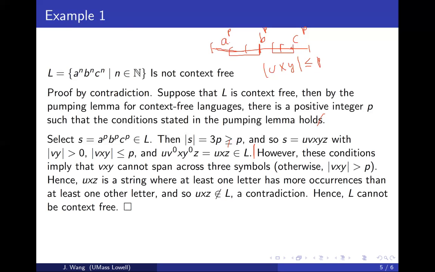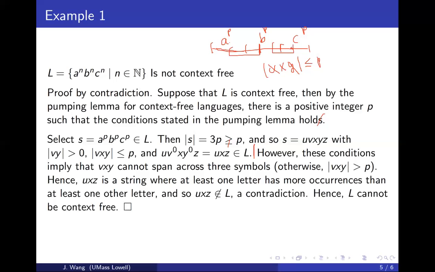So when you remove v and you remove y, then if vxy contains A or B but doesn't contain C, that means now you have more C's than A's and B's. If vxy does not contain A, but it could contain B or C, then when you remove them, you will have more A's than B's and C's.